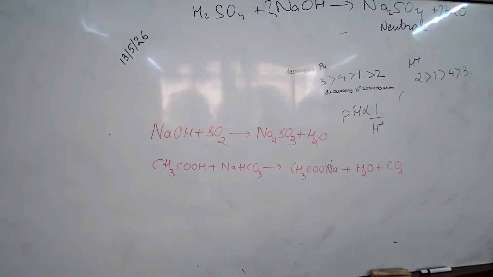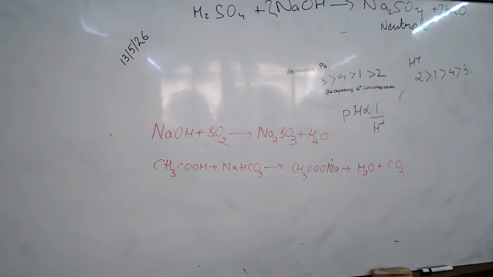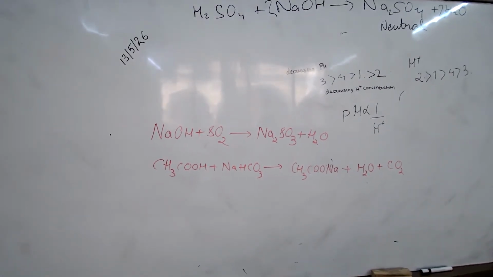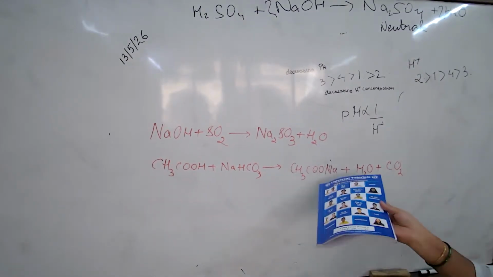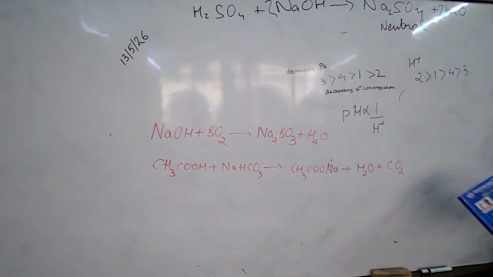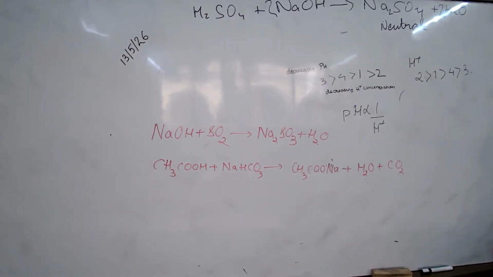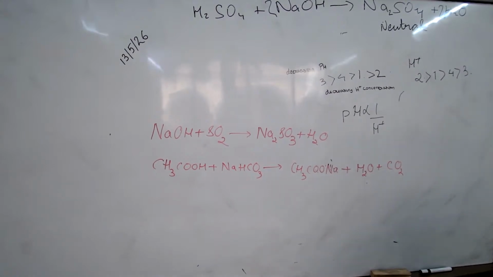List 2 observations. What do you observe from this? Carbon dioxide gas is evolved. And write the name of the gas evolved and the method of its testing. How do we test carbon dioxide gas? Lime water. Lime water test.